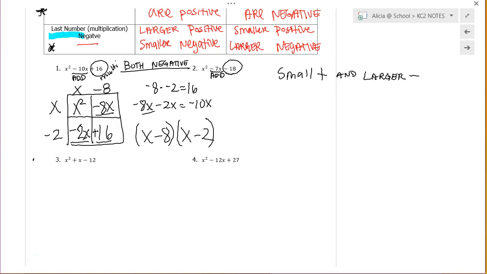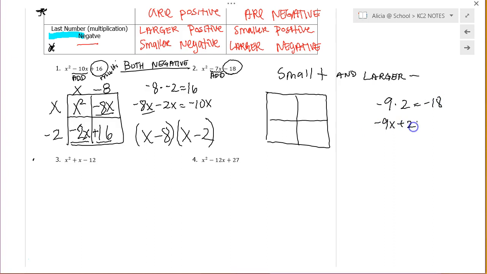I multiply to 18, and I want to add to a 7. Now, going back to my factor chart, yes, you can go back. I think hopefully now we're getting a little bit better at finding out what those are. Numbers that multiply to 18 but would add to a 7 would be a negative 9 and a positive 2, right? Those multiply to negative 18. And if I combine these two together, a negative 9 plus a positive 2 is a negative 7x, which is what I needed because that was my middle term.